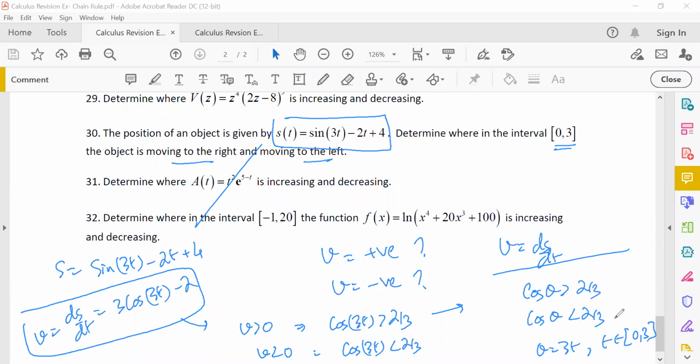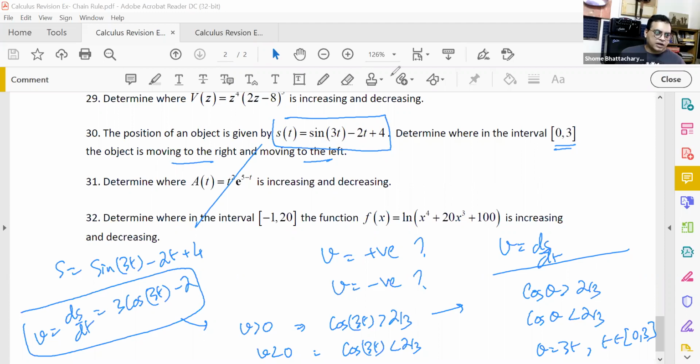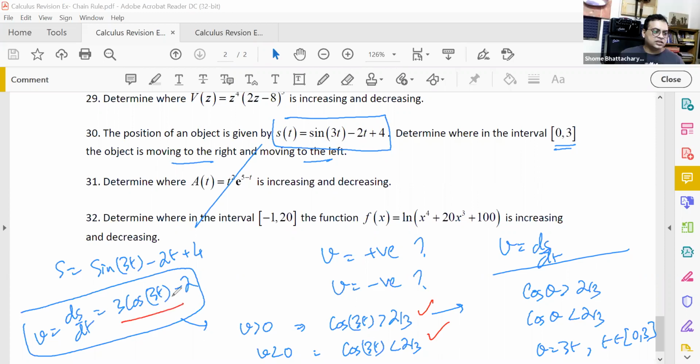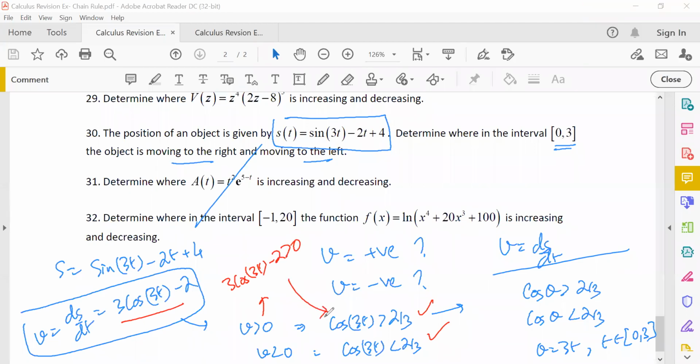Can you explain this step just before? Yes. Are we clear up to this step? The 2 by 3 part, can you explain that again? See, the formula for v has come, no? v is 3 cos 3t minus 2. So for v to be positive, 3 cos 3t minus 2 has to be greater than 0, no? From that we'll get this. Yes, sir. Okay, understood now?